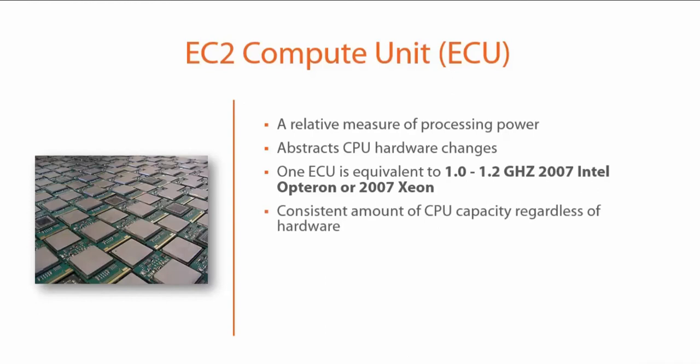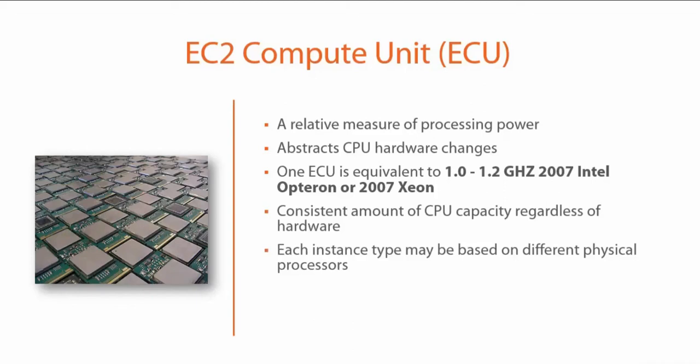Now, it's a consistent amount of CPU capacity regardless of hardware. We talked about that. Each instance type may be based on different physical processors, right? So because Amazon's getting different families of processors, this was a way to completely abstract the hardware. You don't really care what's under there. You don't need to know what's under there. All you need to know is that one ECU is equivalent to this particular processor, and you do your calculations based on that. So you can manage consistency through benchmarks and tests.